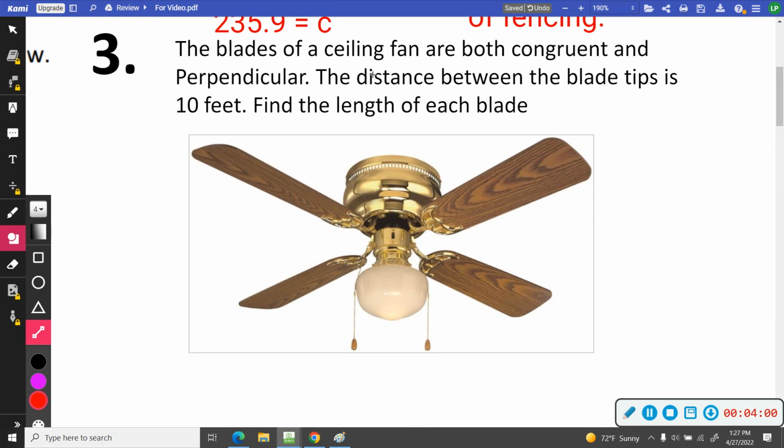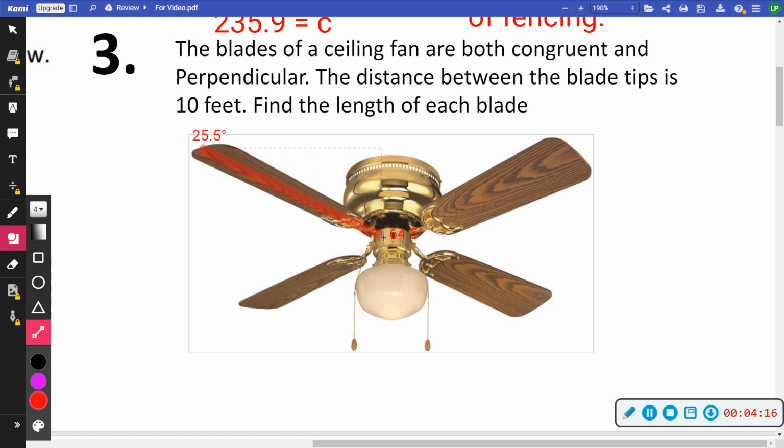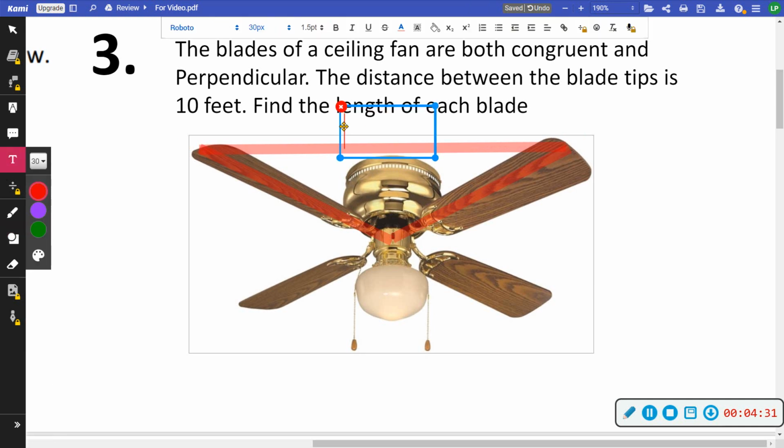The blades of a ceiling fan are both congruent and perpendicular. The word congruent means they're equal. Perpendicular means that they make a 90-degree angle. And they also tell us the distance. So if you think about this as a triangle, we're going to go from here to here, and then from there to there. They tell us the distance between the blade tips is 10. So this is 10 feet.